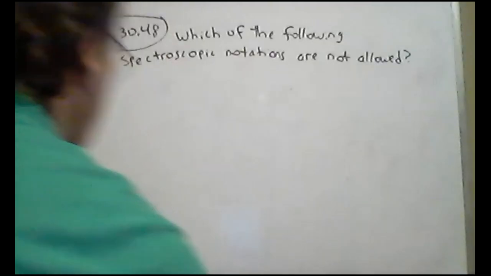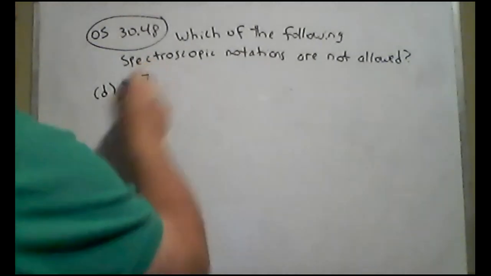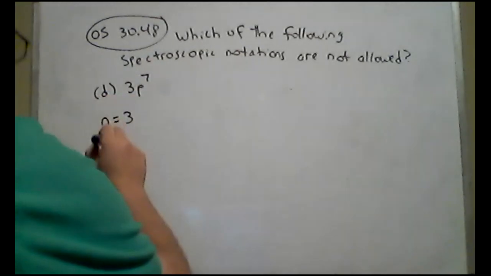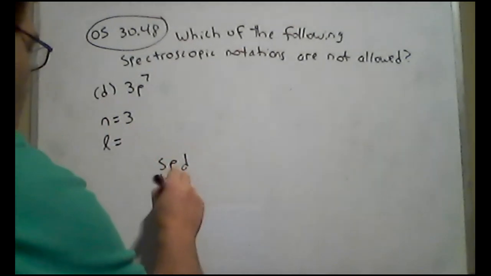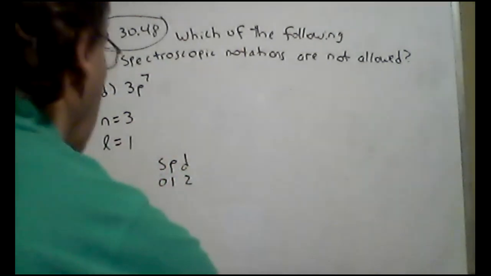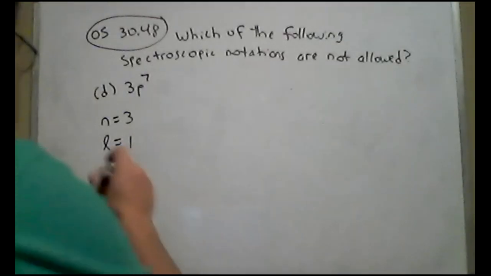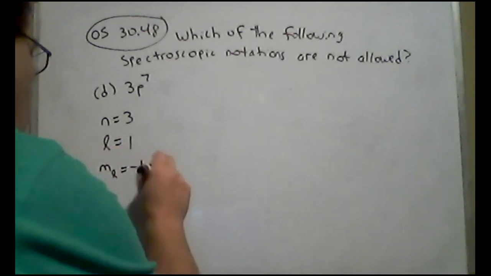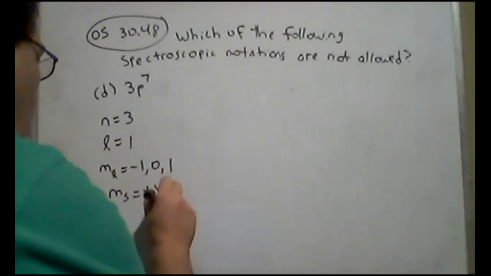Part D, we're looking at a 3p7. What does that mean? Well, n equals 3, okay? L equals, let's see, s, p, d, that's 0, 1, 2. Oh, L equals 1. It's a p electron. That's what p tells me, that L equals 1. So in that case, m sub L can be negative 1, 0, or 1. m sub s can be plus 1/2 or minus 1/2.